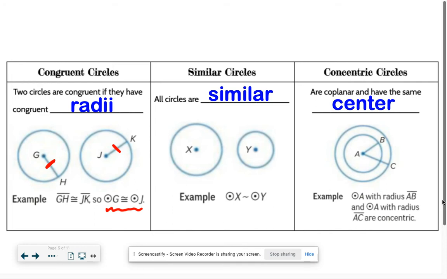Concentric, this might be a new term for you, but concentric circles are coplanar, so they're on the same plane, and have the same center. So they're two circles that are basically laying in each other. Like you guys see here, both these circles have center at A. The smaller one has radius AB, and our bigger circle has a radius of AC. But again, they both have the same center, so they're concentric.